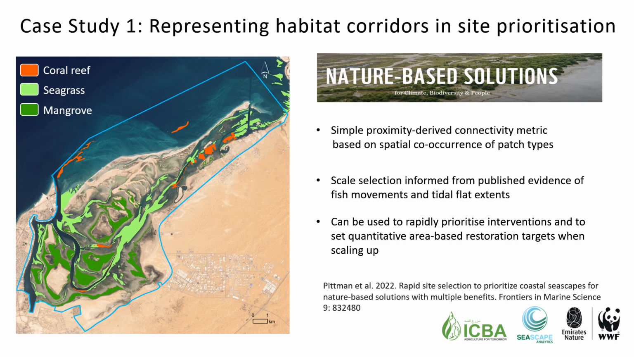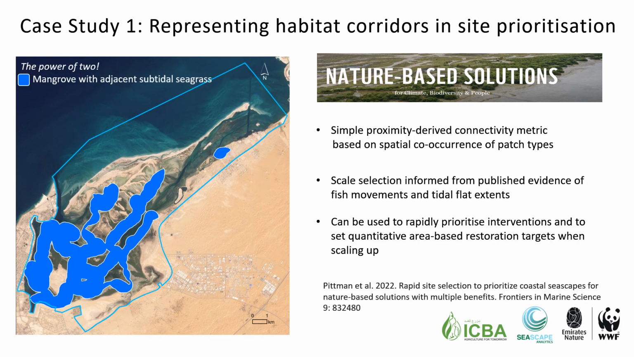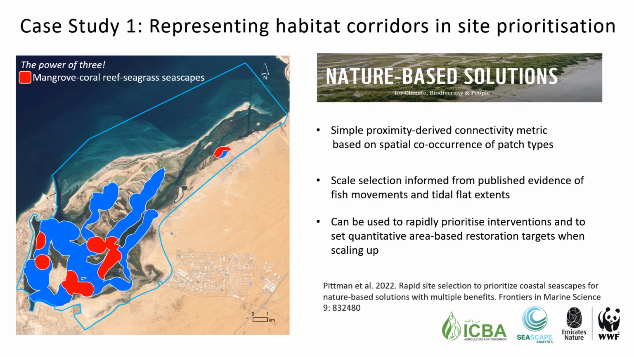Using a 100-metre square resolution habitat map derived from satellite data and ground validation, we identified parts of the lagoon where mangrove and adjacent subtidal seagrass existed within 500 metres of one another. A second data layer was created to identify the power of three by mapping areas with potentially synergistic interactions where mangrove and both subtidal seagrass and coral reefs coexist. Such a widely accessible approach can be used to design area-based actions for protection and restoration that maintain and optimise the synergistic potential of connected seascapes.